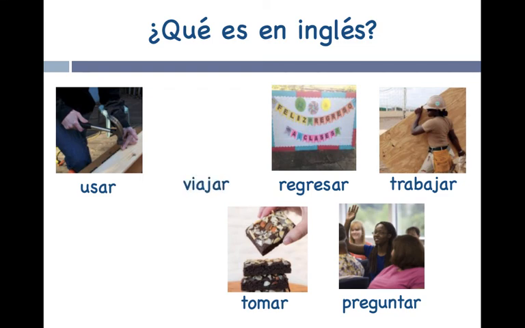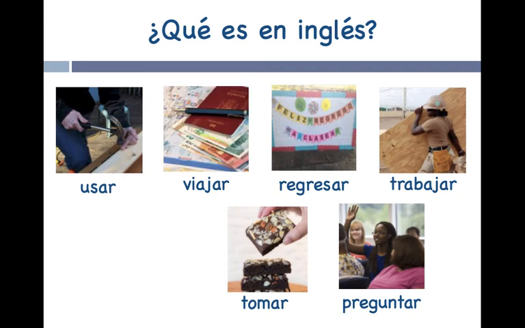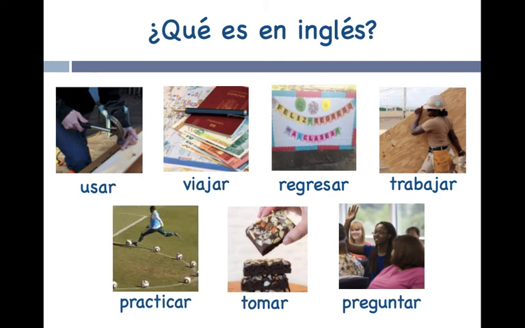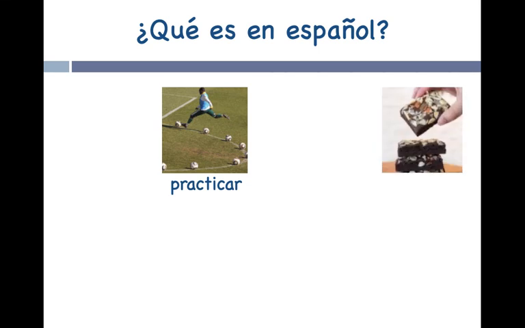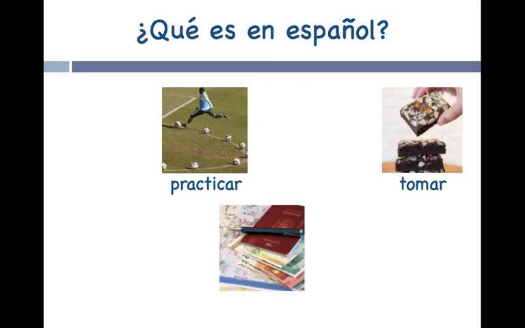¿Qué significa viajar? Awesome, not confusing you, to travel. And ¿qué es practicar en inglés? Bien, to practice. Now the toughest part. En español, ¿cómo se dice to practice? Bien, repita, practicar. To take. Repita, tomar.